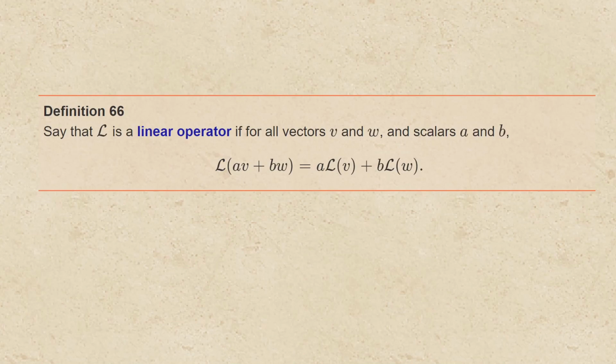In general, we say that script L is a linear operator if for all vectors v and w and scalars a and b, script L of a times v plus b times w equals a times script L of v plus b times script L of w. In other words, the operator should be able to be distributed over addition, and multiplication by scalars should be able to be pulled out of the operation.